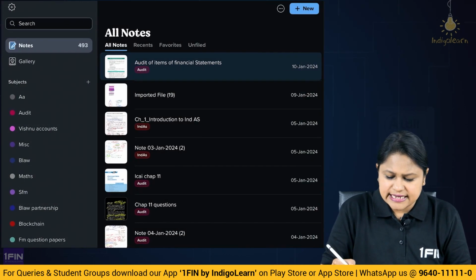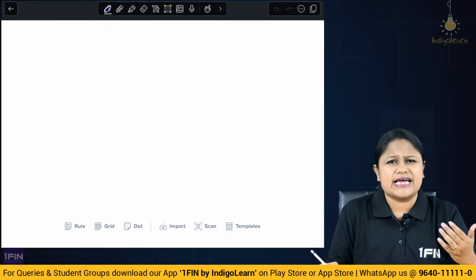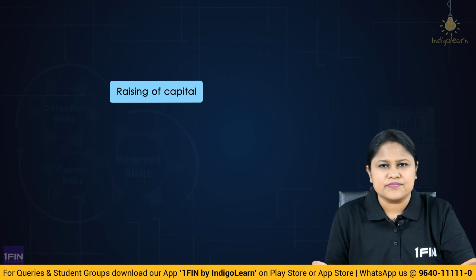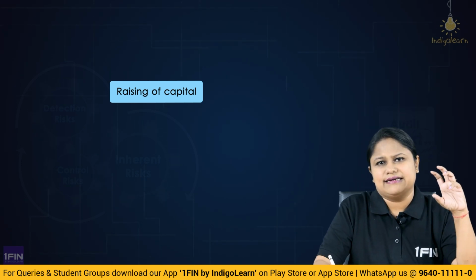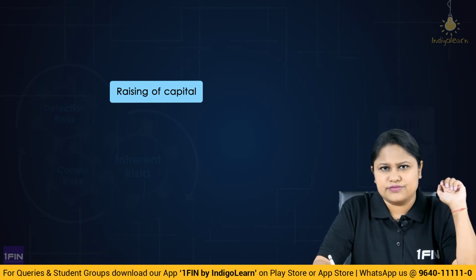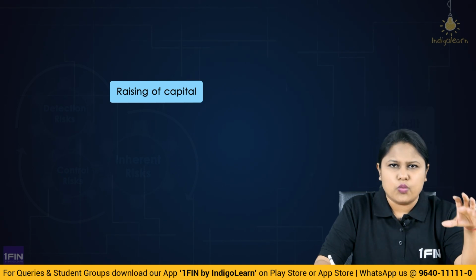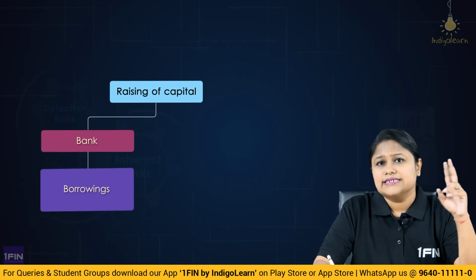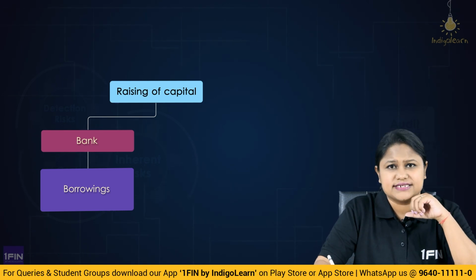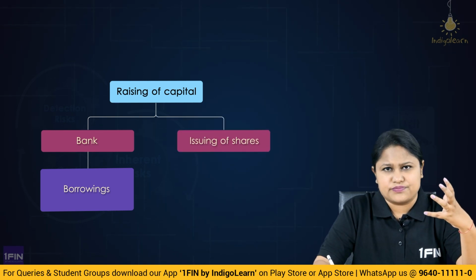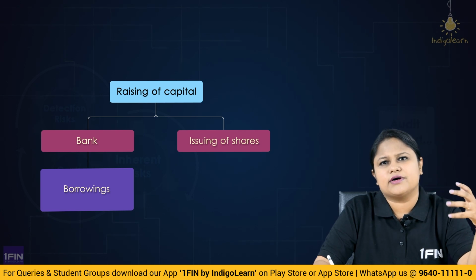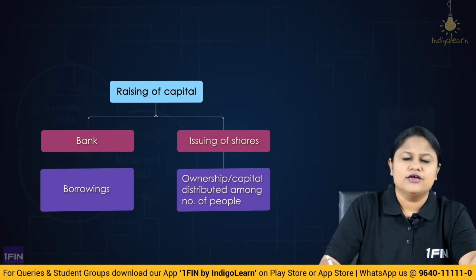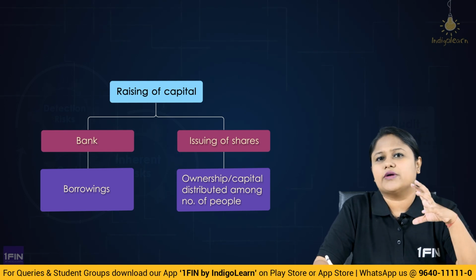Now you all know that in companies, the very life cycle of the company begins with the raising of capital. Without money, how are we going to work? Correct? So understand there are two ways through which money can be raised in the business. One, you go to a bank, borrowings are there. Or the second option is by issuing of shares. That is, the ownership, the capital, will get distributed amongst a number of people, or various persons, in the form of share capital.